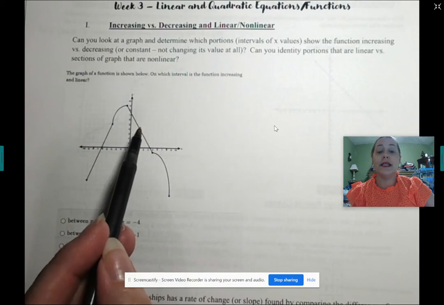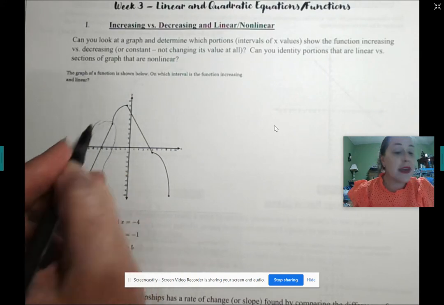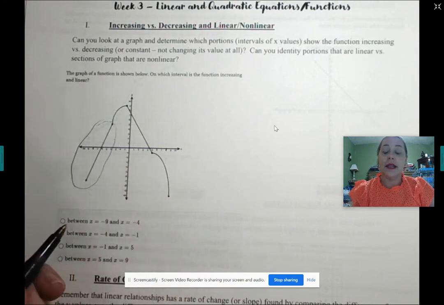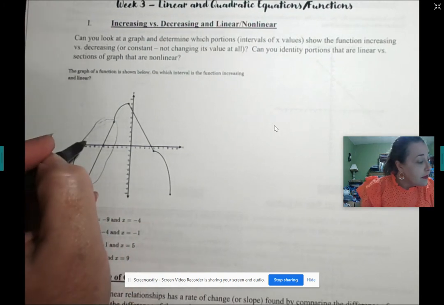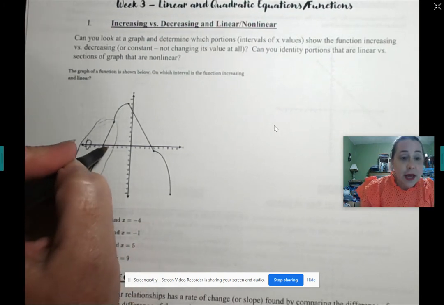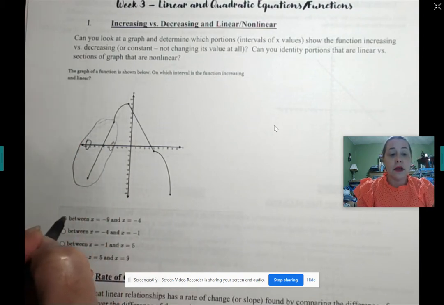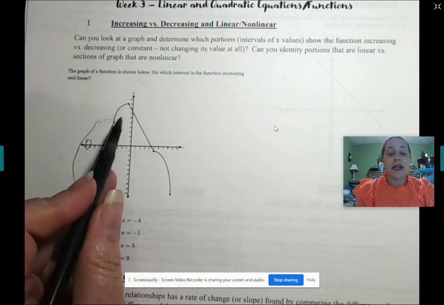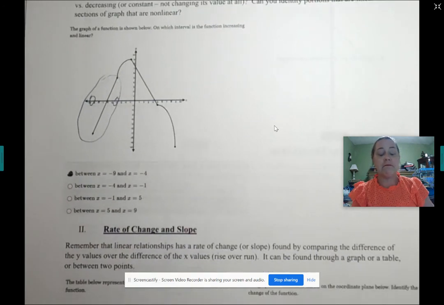This one is a decreasing linear piece. This one is the increasing. So we're interested in what are the x values represented by the endpoints of that linear piece. And if you look at it, it is the x values of -9 to -4. And so that is the answer that we would choose. Between the x values of -9 and -4, we see an increasing linear portion of this function.